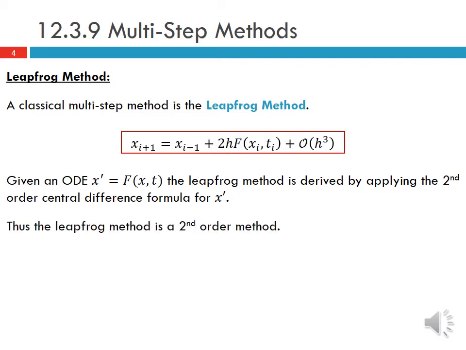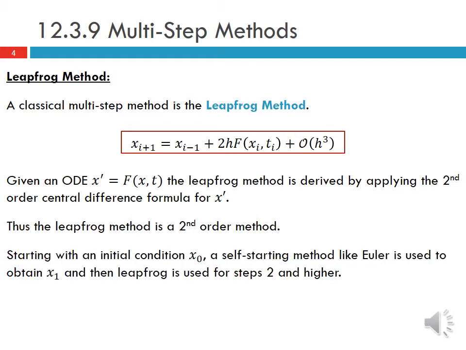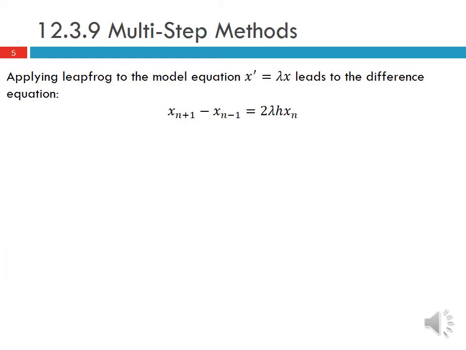So as I said, the leapfrog method is a second order method globally. So starting with an initial condition x_0, a self-starting method like the Euler method is used to obtain x_1, and then leapfrog is used for steps 2 and higher. Applying the leapfrog to the model equation, x' equals lambda x, leads to the difference equation shown here. So x_{n+1} minus x_{n-1} is equal to 2 lambda h x_n.